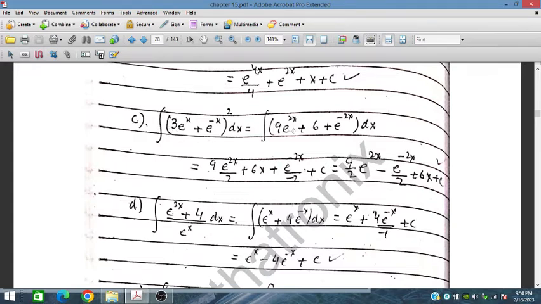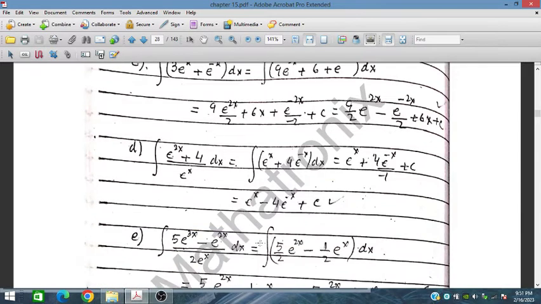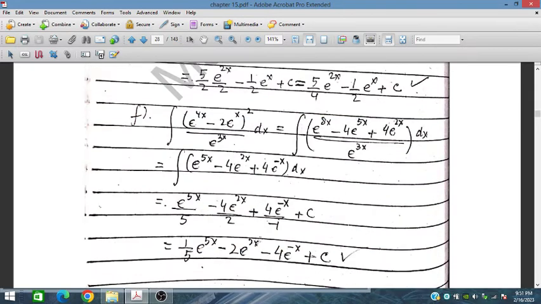Now we'll expand this bracket and it will appear as 9e^(2x) plus 6 plus e^(-2x), and take the integral of each term. So the 9 will appear here, e^(2x) divided by 2, then 6x, and this part is e^(-2x) divided by minus 2, plus c. Now we'll simplify it: 9/2 e^(2x) plus 6x minus e^(-2x) divided by 2 plus c.